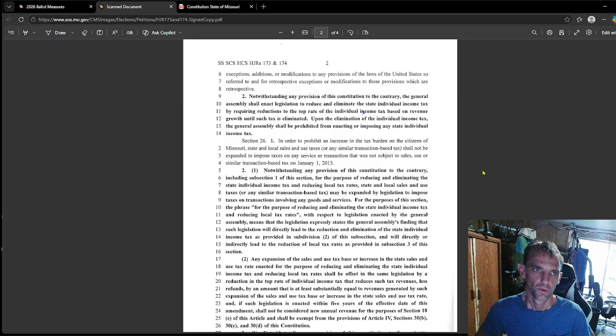2. Notwithstanding any provision of this Constitution to the contrary, the General Assembly shall enact legislation to reduce and eliminate the state individual income tax by requiring reductions to the top rate of the individual income tax based on revenue growth until such tax is eliminated. Upon the elimination of the individual income tax, the General Assembly shall be prohibited from enacting or imposing any state individual income tax.